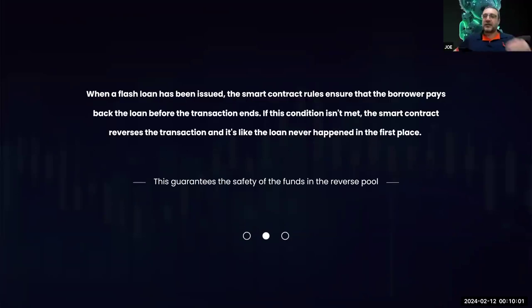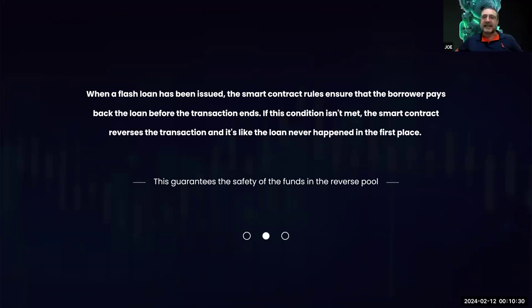Now, a flash loan has very strict rules. The smart contract that enacts and interacts with the flash loan company has very strict rules. So when a flash loan has been issued, the smart contract rules that the borrower pays back the loan before the transaction ends. If this condition isn't met, the smart contract reverses the transaction and it's like the loan never happened in the first place. And this guarantees the safety of the funds in the reverse pool.